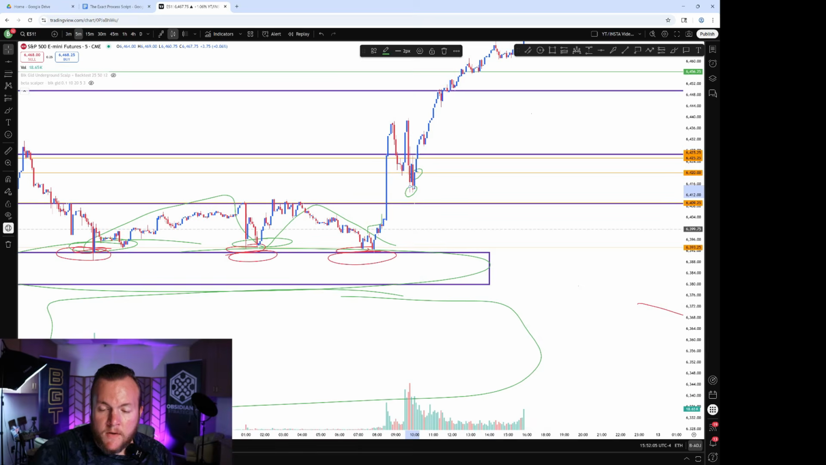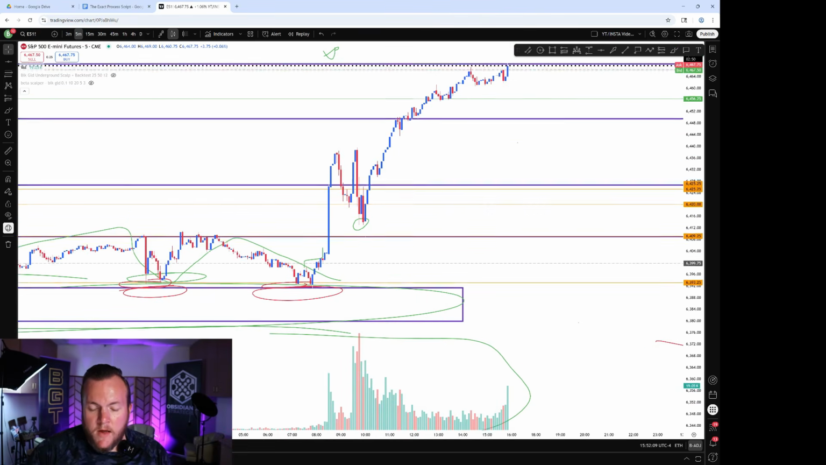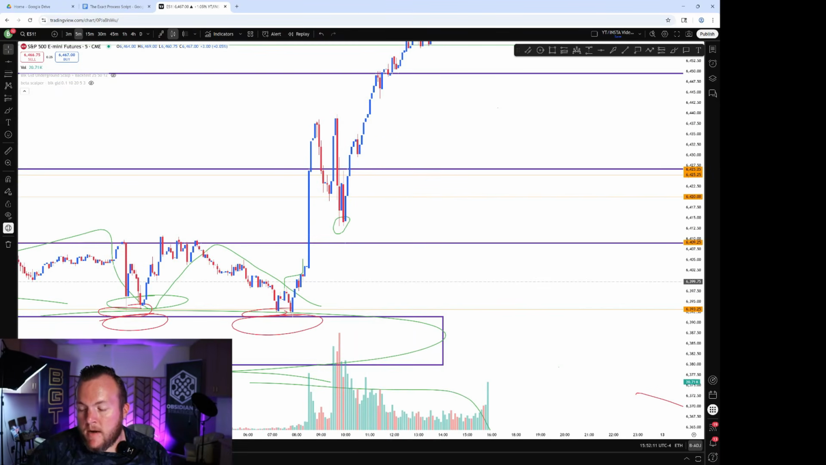All right, but we'll go over that more in depth. But let's take a look here at the current market open. So again, on pre-market today, I said we need to fail 6409. There are kind of two areas of interest that I'm looking for here.